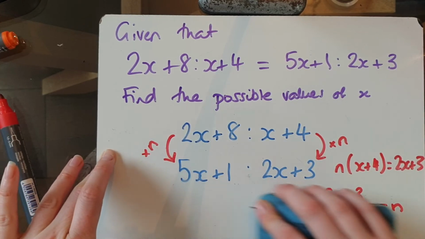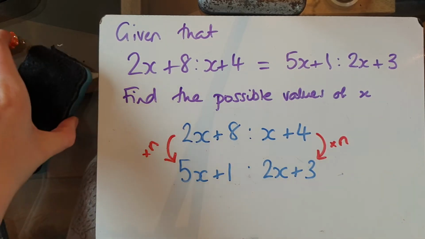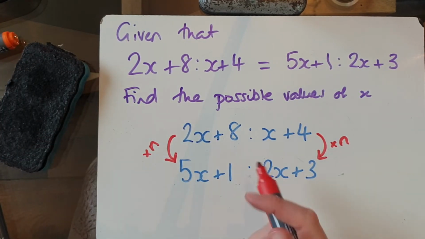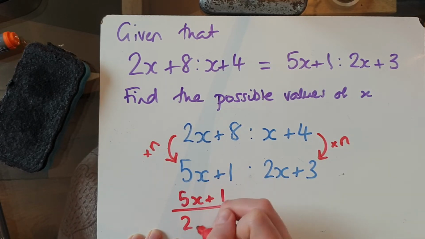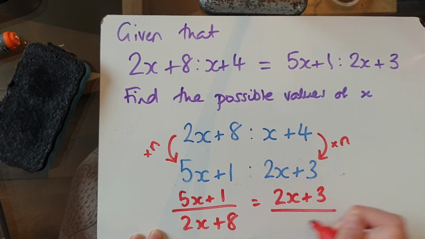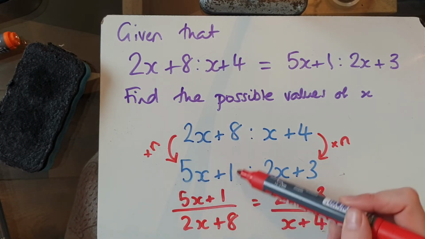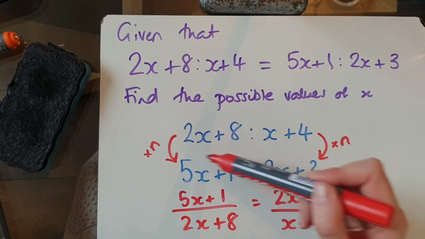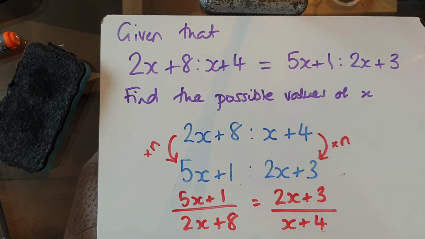You get rid of this bit. You don't need this bit. It was just me showing you what I was doing and how I'm getting to the bit that I'm going to write down now, which is 5x plus 1 over 2x plus 8 equals 2x plus 3 over x plus 4. So this divided by its equivalent part of its equivalent ratio is equal to this divided by its equivalent part of its equivalent ratio. And now I've got an algebraic fraction equation to solve.